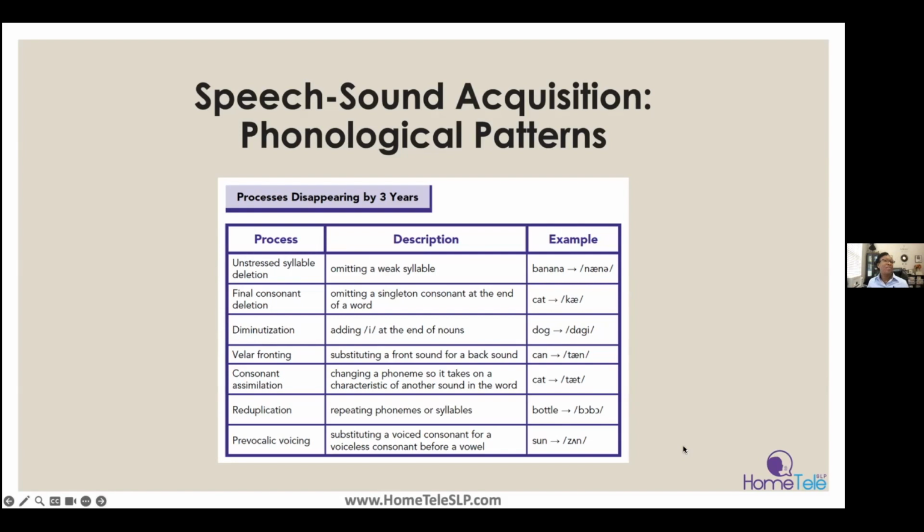The next one that we see underneath the process of unstressed syllable deletion is final consonant deletion. And that one may seem very self-explanatory, and it is. It simply means that the child is omitting, deleting, or leaving off that final consonant at the end of a word. So here we have the example of cat. The word cat becomes ka when a child uses the process of final consonant deletion. And so this can be other sounds as well. It can be leaving off any final consonant, not just the letter T. So then as you look down, you can see that there are additional examples of these processes, and I'll just give a couple more examples.